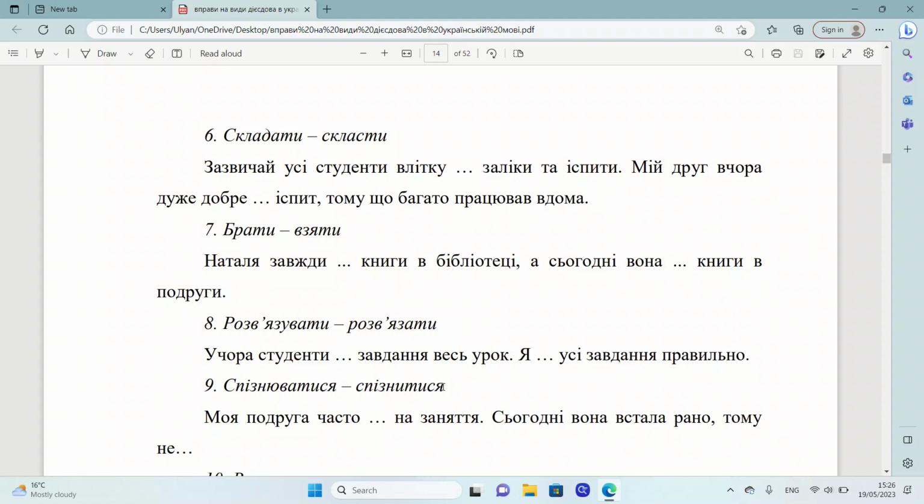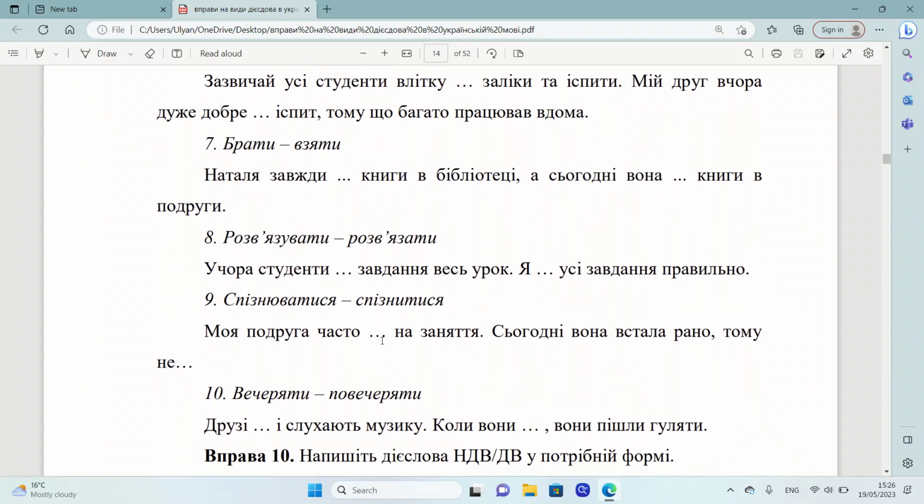Спізнюватися, спізнитися, to be late. So моя подруга часто спізнюється, drops, на заняття. So my friend is always late for the lessons. Сьогодні вона встала рано, тому не спізнилася. So today she got up very early, that's why she wasn't late. Не спізнилася.